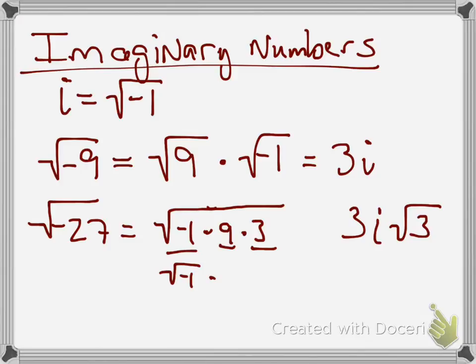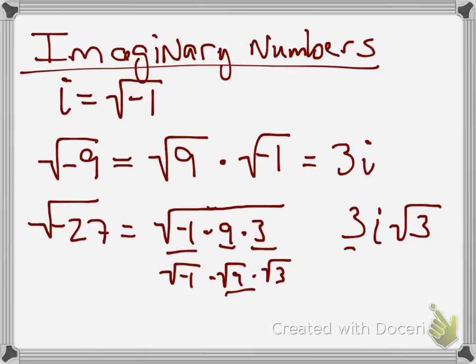So kind of like what we did before, where we split these up, the square root of the 9 was 3, this was the i, and the one at the end should be the one that stays under the square root symbol.